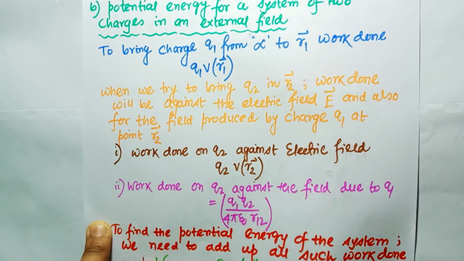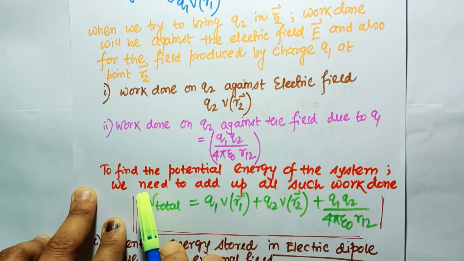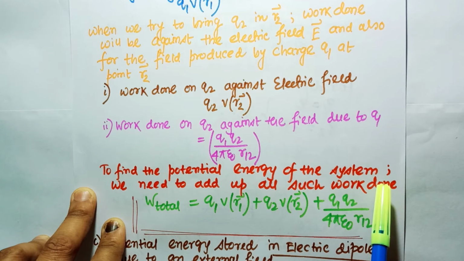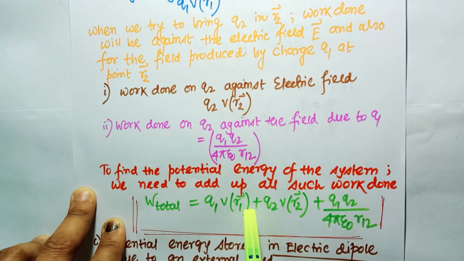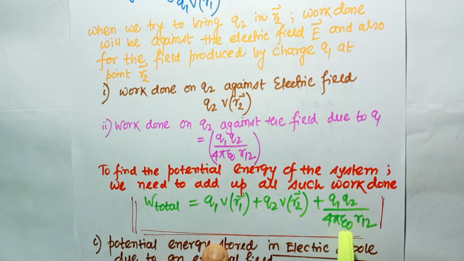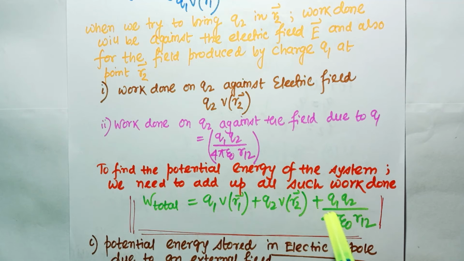We need to add up all this work done to calculate the potential energy for the system of the two charges. To find the potential energy of the system, we add up all such elementary work done. So it is q1 times V(r1) plus q2 times V(r2) plus q1 q2 divided by 4 pi epsilon naught r12. For two charges in an external field, this is the expression for the potential energy stored in the combination. For more than two charges, it becomes more and more complicated, if I consider three charges, four charges.